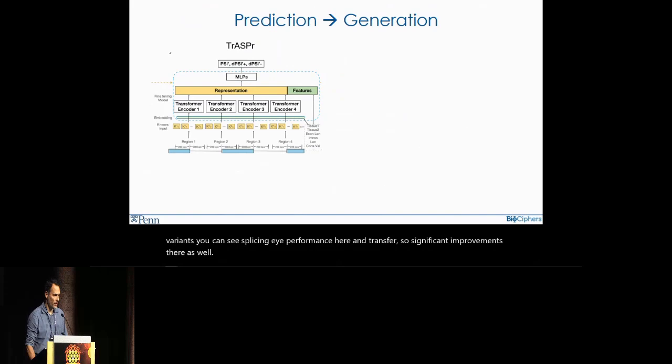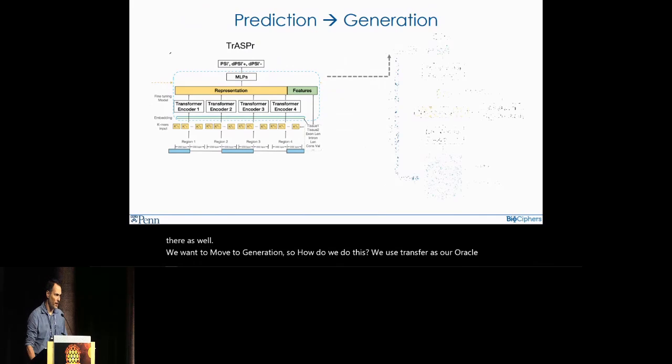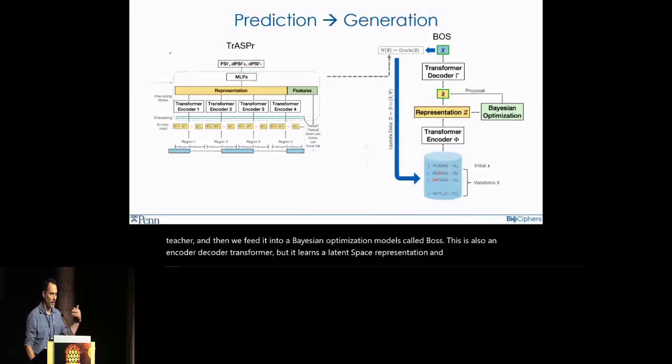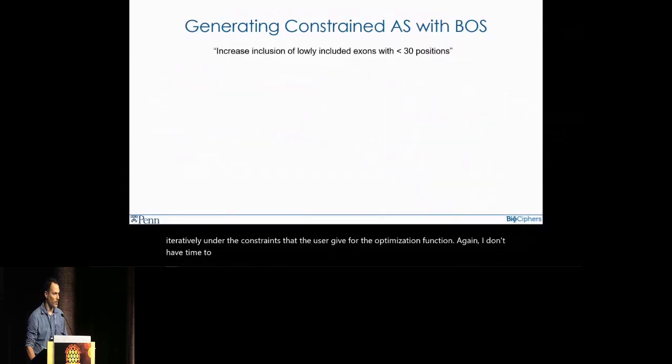We want to move to generation. So how do we do this? We use Trasper as our oracle or our teacher, and then we feed it into a Bayesian optimization model called BOSS. This is also an encoder decoder transformer, but it learns a latent space representation and updates it iteratively under the constraints that the user gives for the optimization function. Again, I don't have time to go through the details. We can talk about it later.